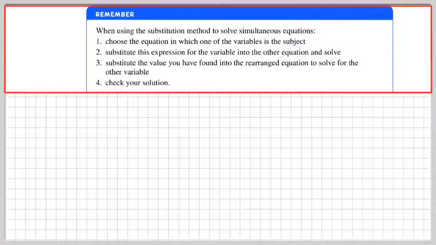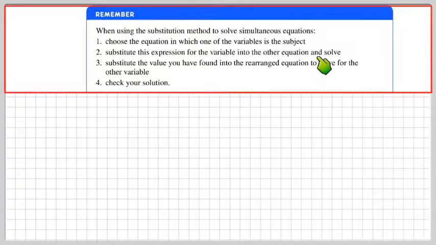When using the substitution method to solve simultaneous equations, you choose the equation in which one of the variables is the subject, e.g. y equals mx plus c, or even x equals something y plus c will do. It doesn't matter. One of them has to be the subject. So, when you practice them, you'll see what I mean.